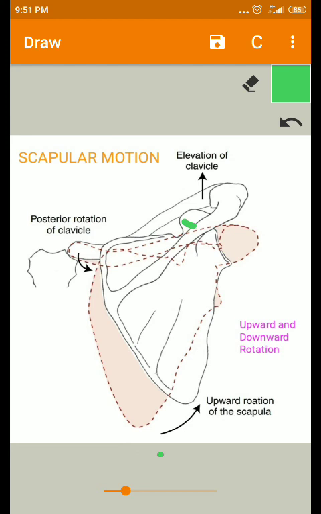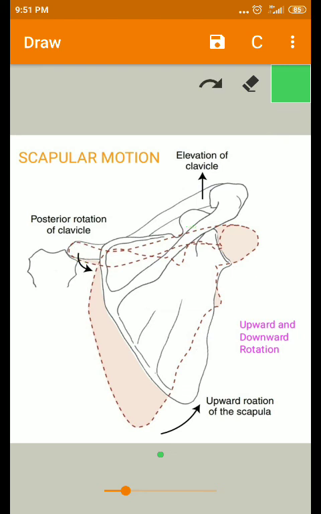Okay, that means only 1/3 of the clavicular elevation occurs. 1/3 of the elevation of the clavicle will result in scapulothoracic upward rotation. So that means posterior rotation of the clavicle causes elevation of the clavicle, and 1/3 of it results in scapulothoracic upward rotation. This is the actual thing that happens in the upward and downward rotation motions.